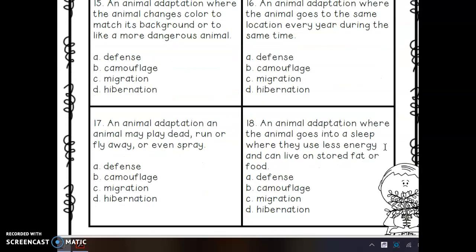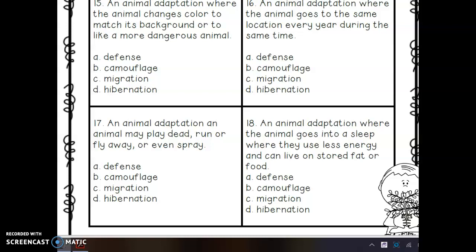Number 17, an animal adaptation where an animal may play dead or run or fly or even spray. Is it A, defense, B, camouflage, C, migration, or D, hibernation? Take a moment to think about it. Yes, it's A, defense. If you said defense, that's correct.